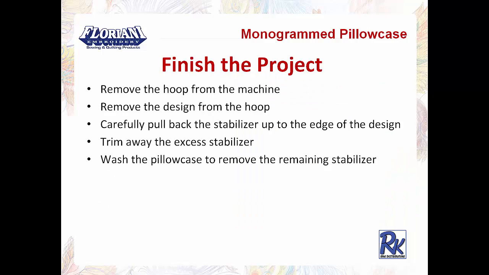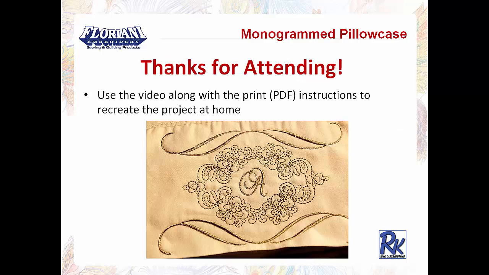And then lastly, we need to just finish up the project. You want to remove the hoop from your machine, remove the design from the hoop, carefully pull back the stabilizer up to the edge of the design, and trim away the excess stabilizer. This is not a tear-away stabilizer, so don't try and tear it away. You want to trim away the excess, and you want to wash the pillowcase to remove the remaining stabilizer, and that will complete the project.